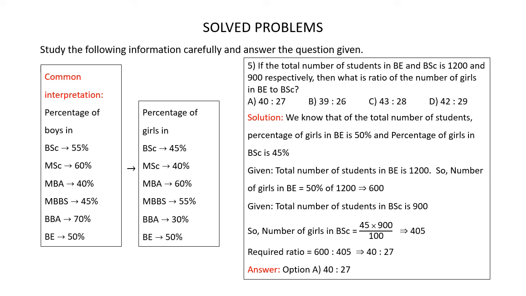Now we are asked to find the ratio of the number of girls in BE to BSc. So the required ratio is 600 is to 405, which on simplification gives us the ratio 40 is to 27. So the correct answer is option A, 40 is to 27.